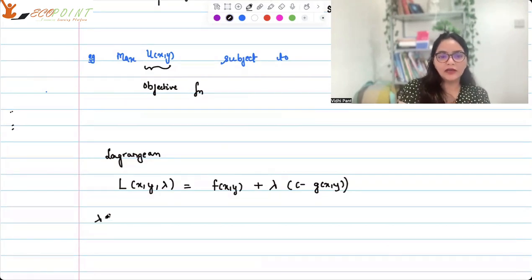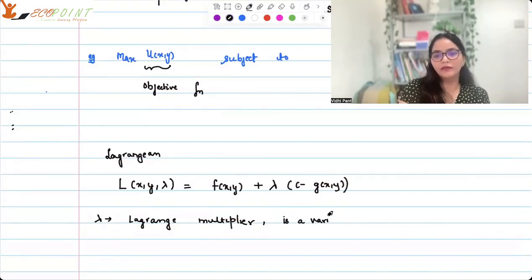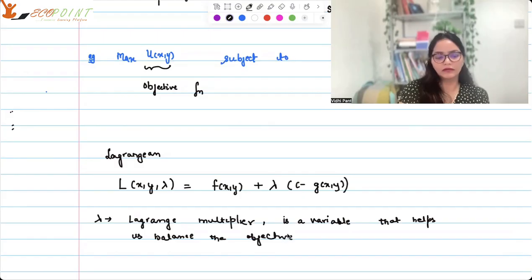Now, lambda, which is your Lagrange multiplier, is a variable that helps us balance the objective function and the constraint.